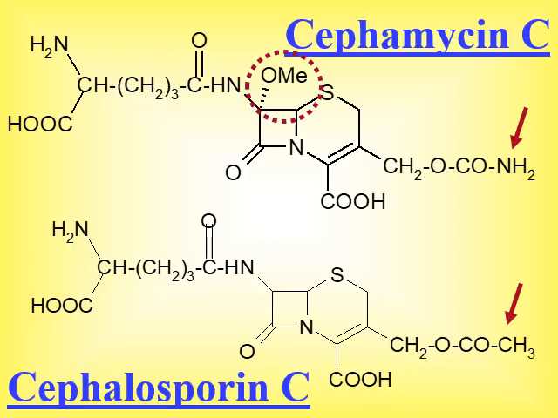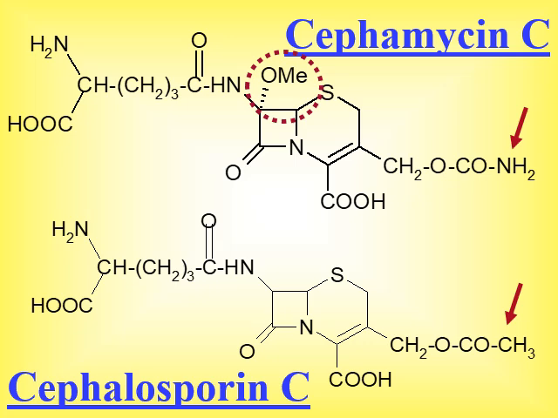By modification of this side chain, they become broader in spectrum than the cephalosporins. Why? Because the 7-alpha methoxy creates steric hindrance, and they also have higher resistance against beta-lactamase. So the cephamycins are broader in spectrum and higher in resistance to beta-lactamase than most cephalosporins.